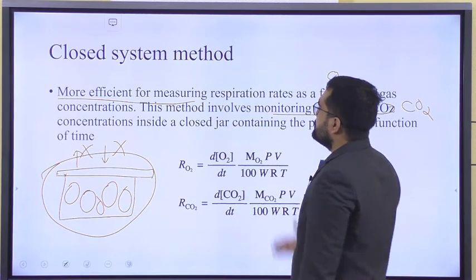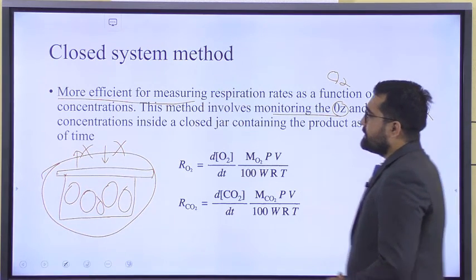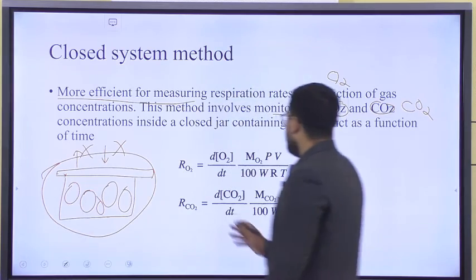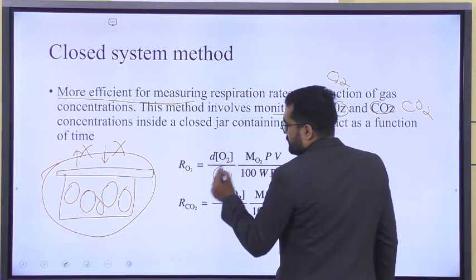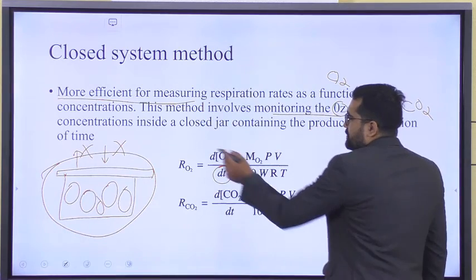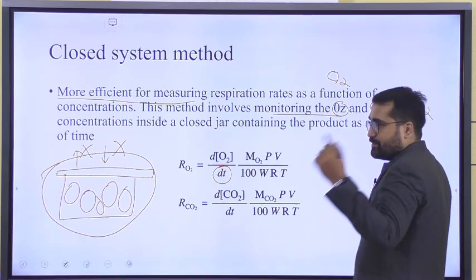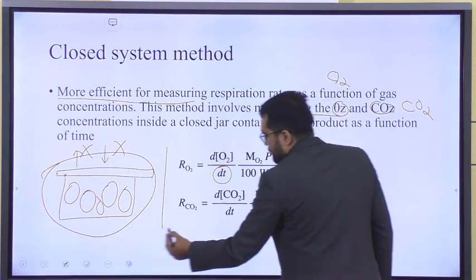Concentration inside the closed jar containing product as a function of time. With time, CO2 and O2 concentrations are changing, that's why we will add time as a variable. The rate of change of oxygen concentration will depend upon time here, whereas in the previous condition it was not depending upon time. Remaining things are the same.